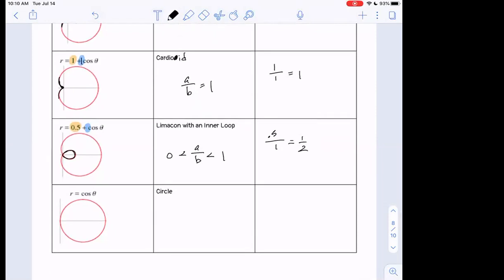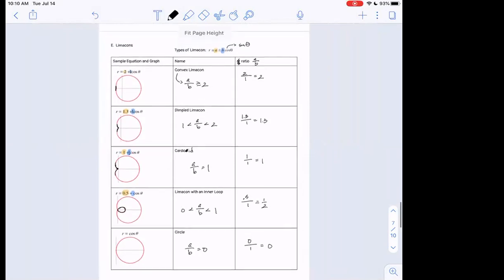And then our last case is when A is 0 and B is 1. It doesn't really matter what B is, but if A is 0, anytime A over B equals 0, we degenerate back into a circle, okay? So the circle that we saw earlier is actually a very special case of the limaçon.